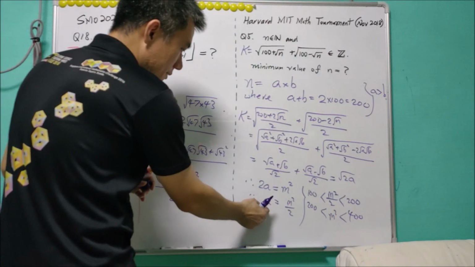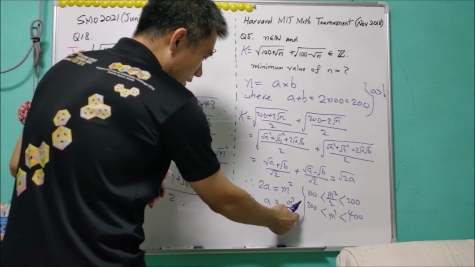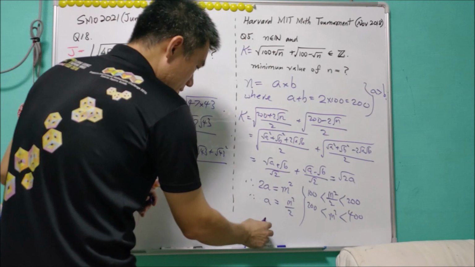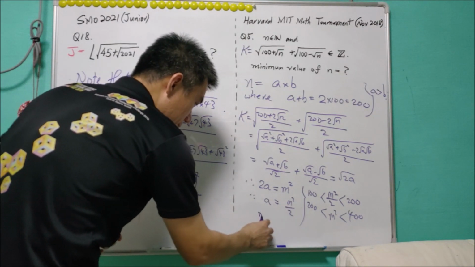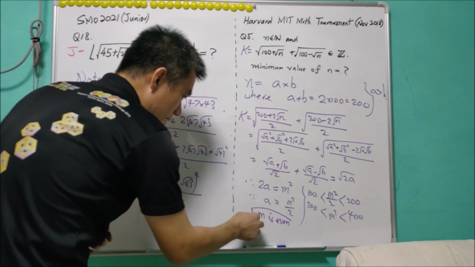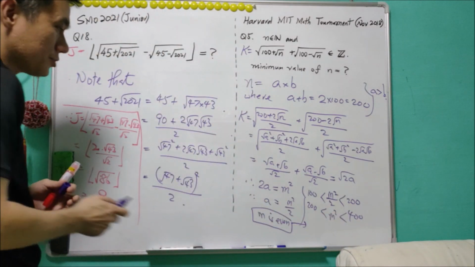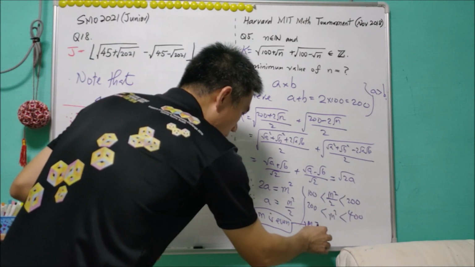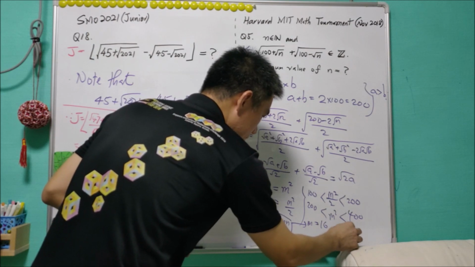And from here, we will see that m is an even number. So m is an even number, and m squared is in between 200 and 400. Therefore, m has to be equal to 16 or 18.